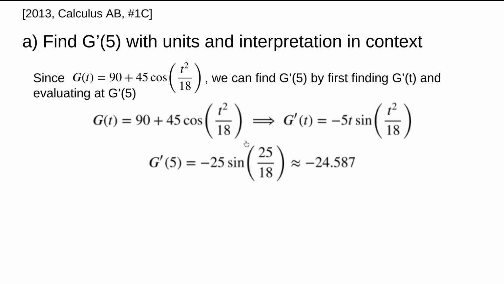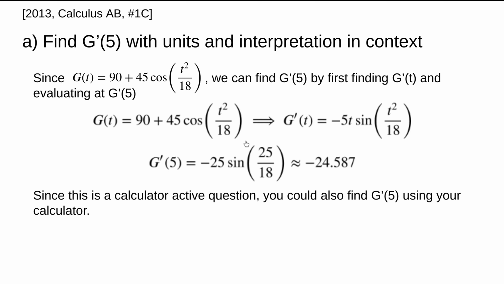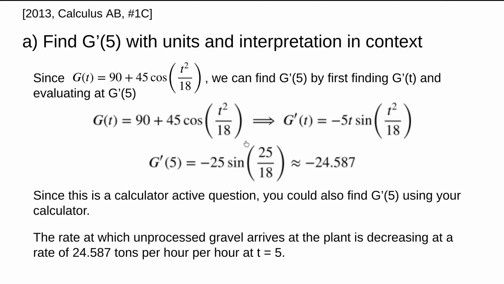And then keep in mind we do have to provide an interpretation of this value in context, right? So we found the value. The rate that we're talking about here, g prime of 5, right? Because g of t is already a rate function, g prime of t is the rate at which the rate is changing. So this value indicates that the rate at which unprocessed gravel is arriving at this plant is decreasing, because g prime of 5 is negative, at a rate of 24.587 tons per hour at t equals 5.